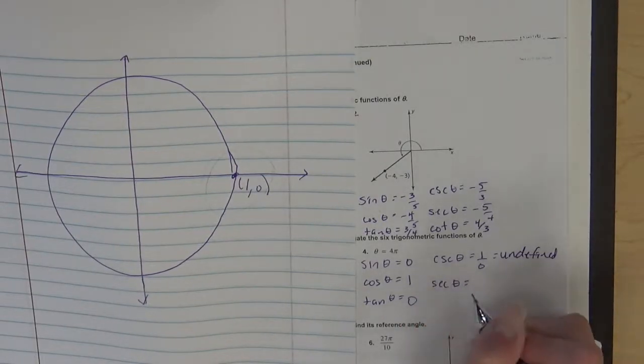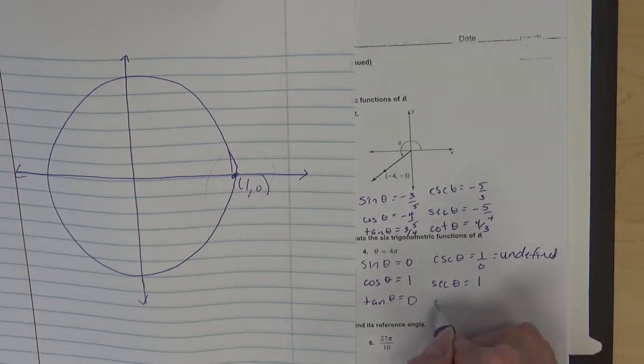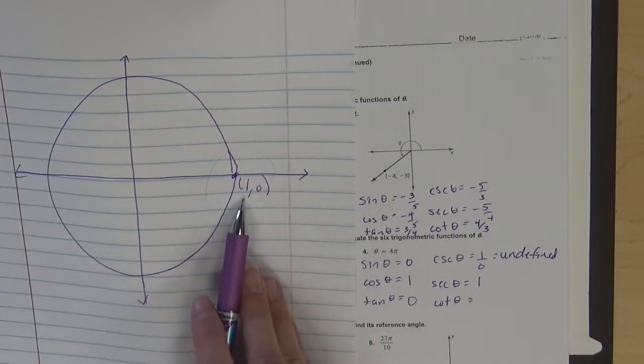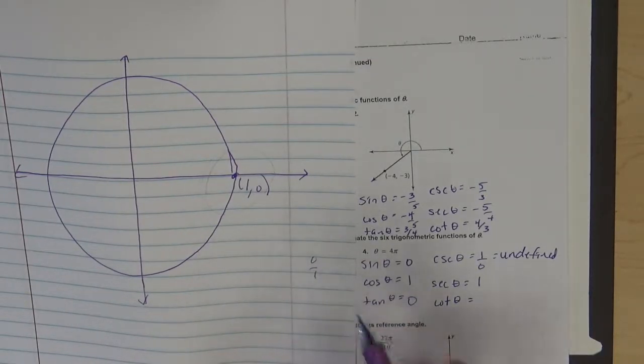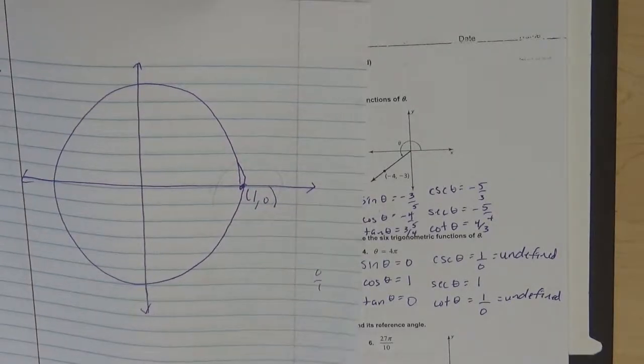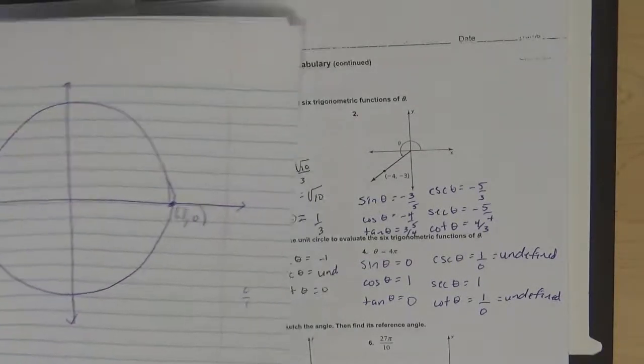Secant theta, the reciprocal of 1 is also 1. And then cotangent of theta, okay, so remember tangent came from y over x, 0 over 1. If I take the reciprocal of 0 over 1, I get 1 over 0. And that is undefined because I'm dividing by 0. Okay, so that is it for those examples.